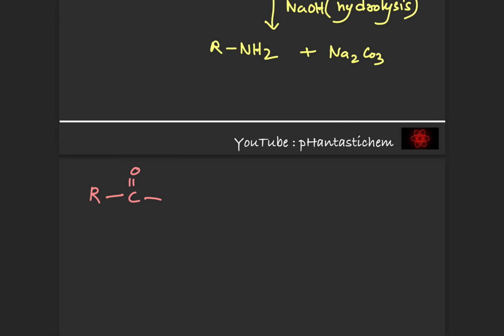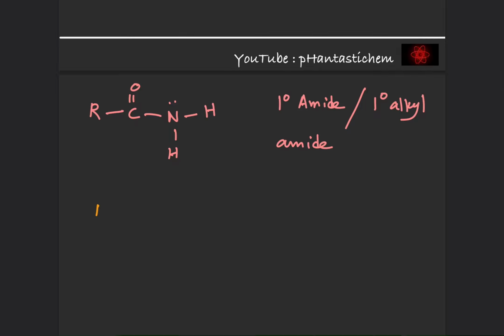Regarding statement B and statement D, we need to know that if you have RC double bond O, N, connected to two hydrogens, then this is known as a 1-degree amide, because nitrogen is connected to only one carbon. It is also known as a primary alkyl amide. If we have RC double bond O, N connected to H, but it is connected to one alkyl group, let's say it is CH3, then this guy is an example of a second degree amide or secondary amide.